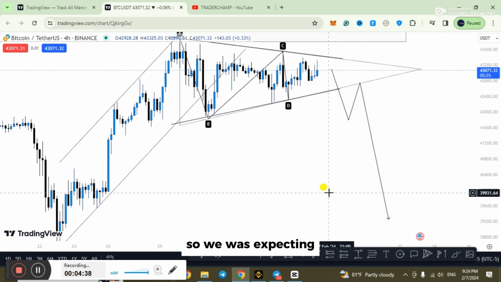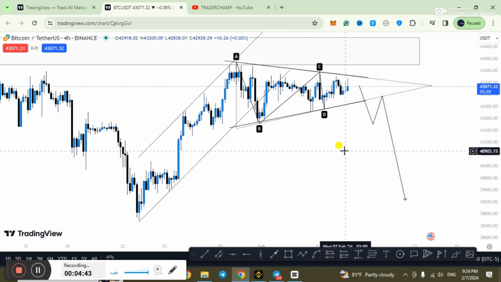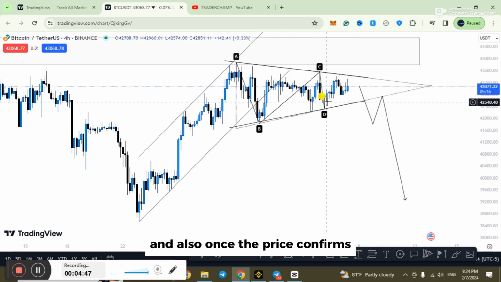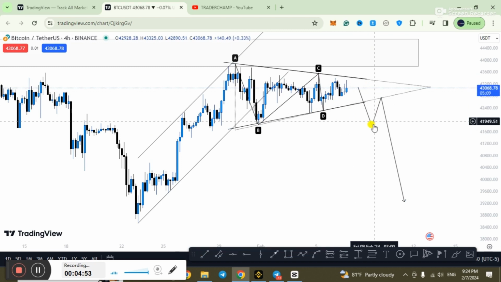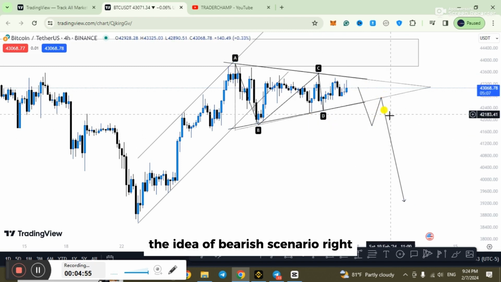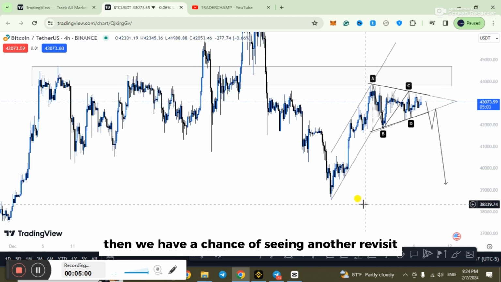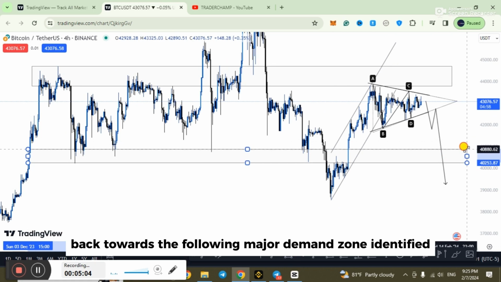So we were expecting the Bitcoin to create a downward shift based on the structural breakout on the bullish channel, and also once the price confirms a bearish breakout on this following lower boundary, then that will validate the idea of the bearish scenario, right? So once the price confirms a bearish breakout, then we have a chance of seeing another revisit back towards the following major demand zone identified.